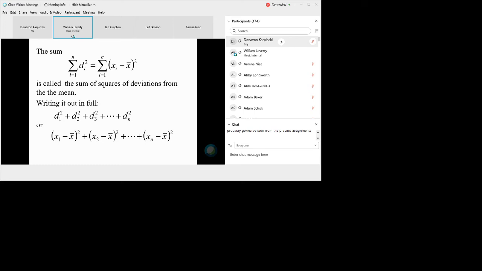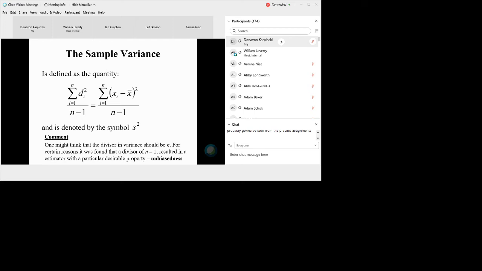So to get rid of the sign, we'll square the d_i and sum that. So this is these two sums written out in full. The sample variance is the sum of the d_i squared divided by n minus 1. Originally, they were divided by n, but mathematicians found the better divisor is n minus 1. This is denoted by s squared. It's the sample variance.